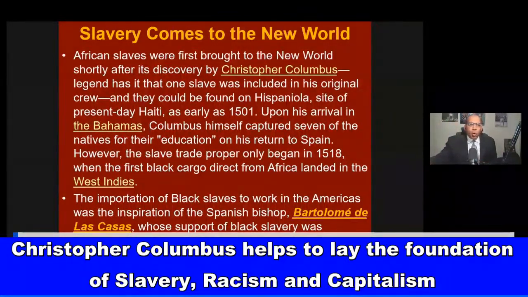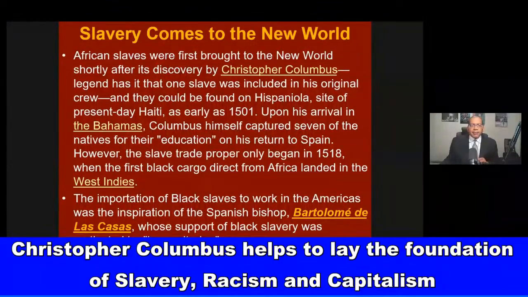Now, slavery comes to the New World. African slaves were first brought to the New World shortly after the discovery by Christopher Columbus of the so-called New World. Legend has it that one slave was included in his original crew and that they could be found on the island of Hispaniola, a site of present-day Haiti, as early as 1501. Upon his arrival in the Bahamas, Columbus himself captured 7 of the natives for their quote-unquote education, that's what he said, on his return to Spain.